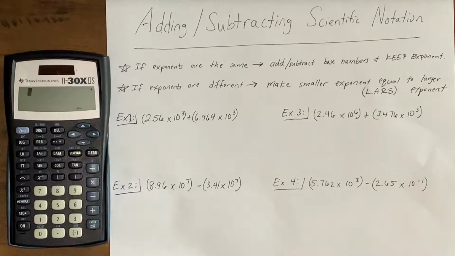Okay, so let's look at example 1. We have 2.56 times 10 to the third plus 6.964 times 10 to the third. Looking at my exponents, they're both 3, so I don't have to change anything. All I have to do is add the base numbers, and my final answer is times 10 to the third. So I use my calculator, 2.56 plus 6.964, and I get 9.524.